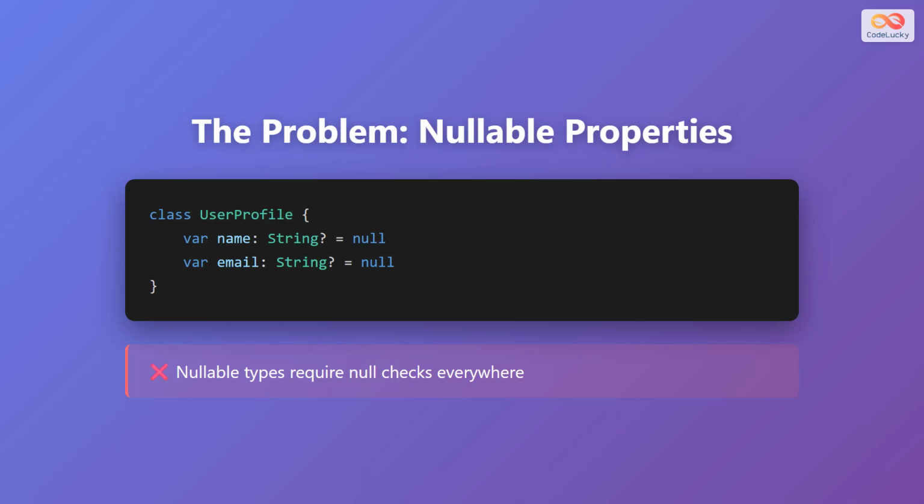Let's start by understanding the problem that lateinit solves. Imagine you have a user profile class with properties like name and email. Sometimes, you don't have values for these properties at the moment of object creation. The traditional approach in Kotlin would be to declare them as nullable types using the question mark syntax and initialize them with null. However, this approach has a major drawback. Every time you access these properties, you need to perform null checks or use safe call operators. This makes your code verbose and harder to read.